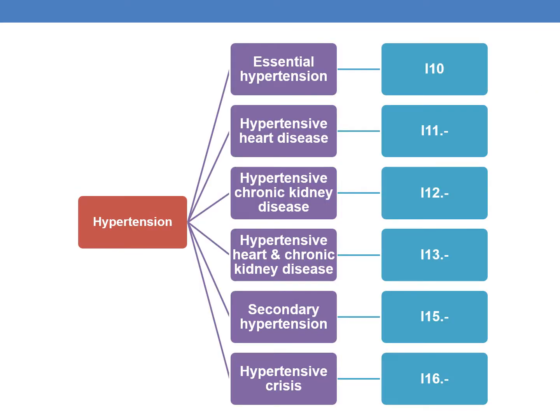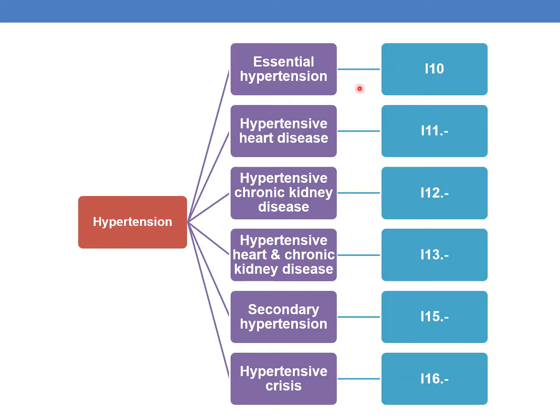Now, coming to the various codes related to hypertension: essential hypertension is given by I10. This is the final code. Hypertensive heart disease is given in the series I11 dot, which is further expandable. Next, hypertensive chronic kidney disease, the code series is I12. Next is hypertensive heart and chronic kidney disease, which comes under I13. The dash indicates they are further expandable. Next is secondary hypertension, which comes under I15. And finally, hypertensive crisis, which comes under I16.